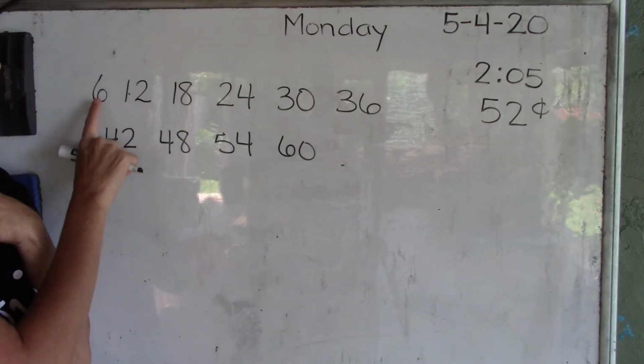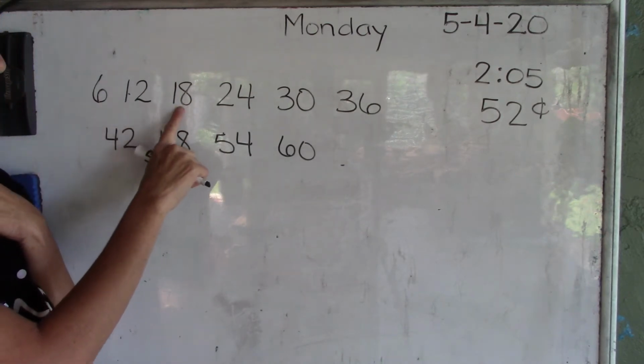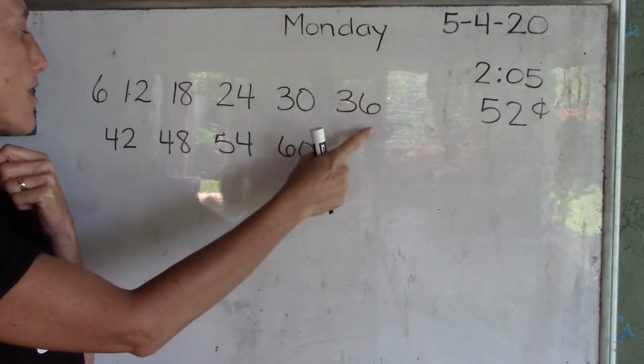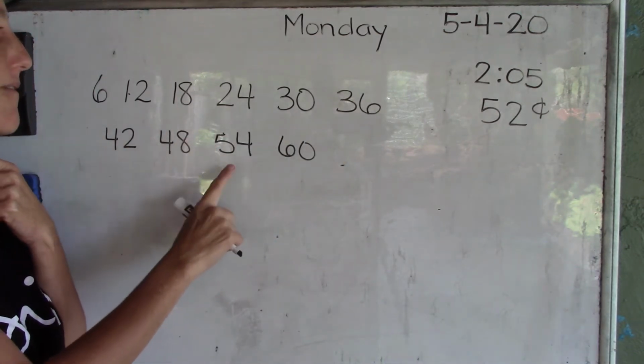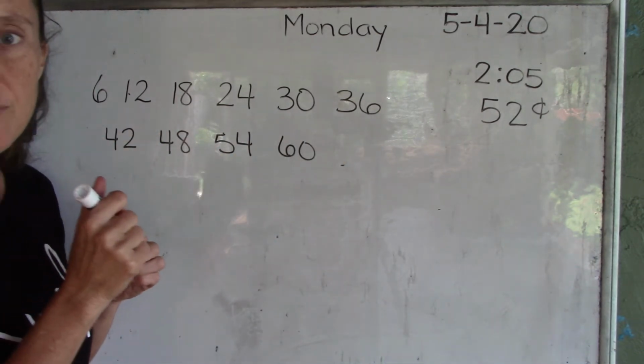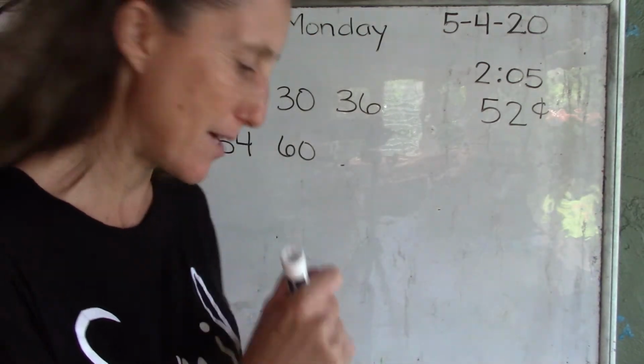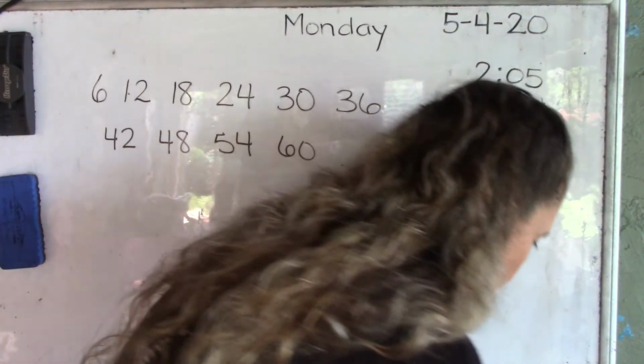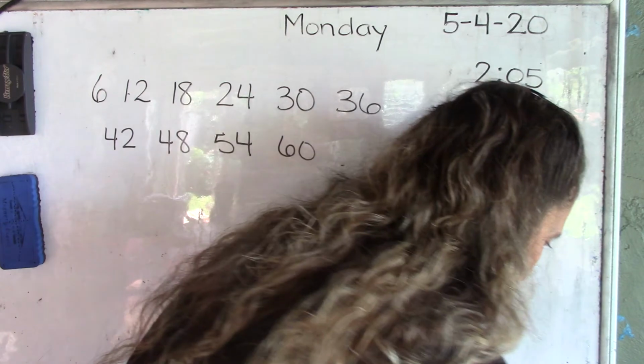So let's do the sixes. 6, 12, 18, 24, 30, 36, 42, 48, 54, and 60. All right, good job, everyone. Let's go to our kindergarten work.